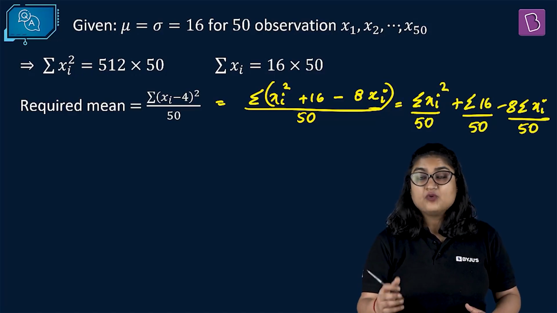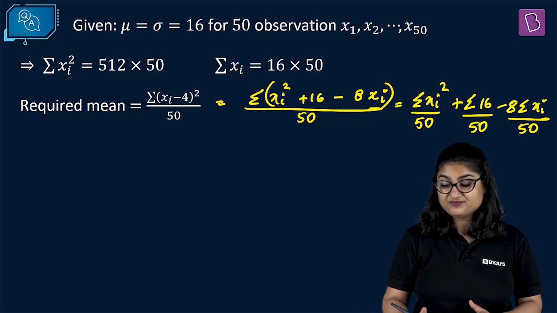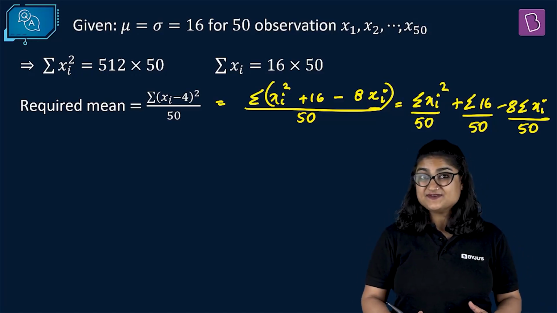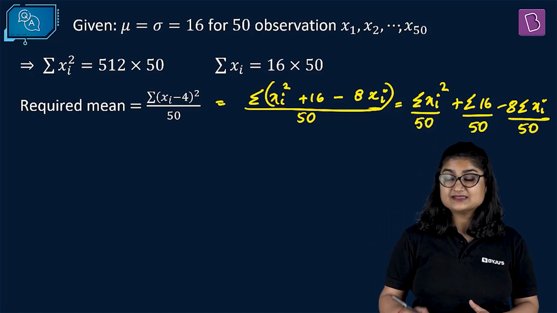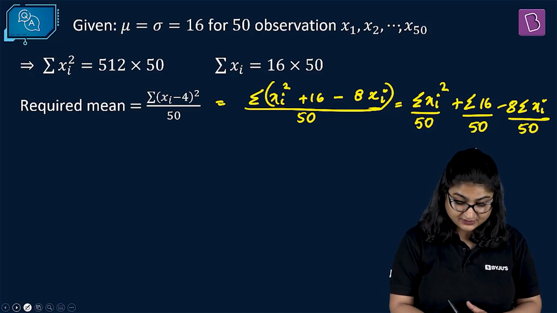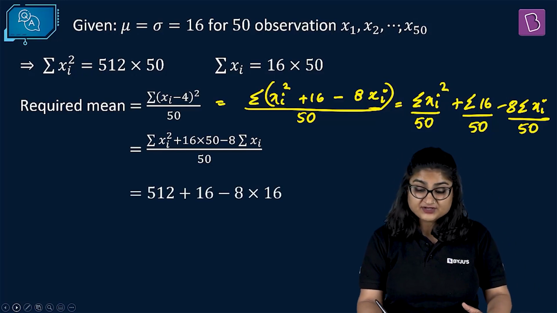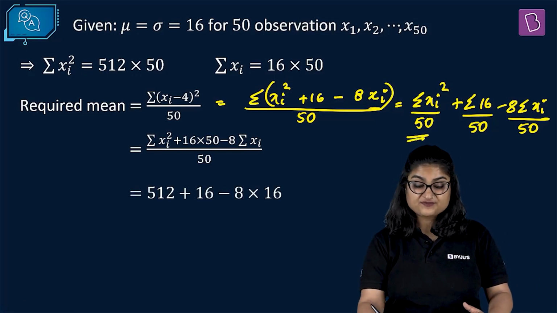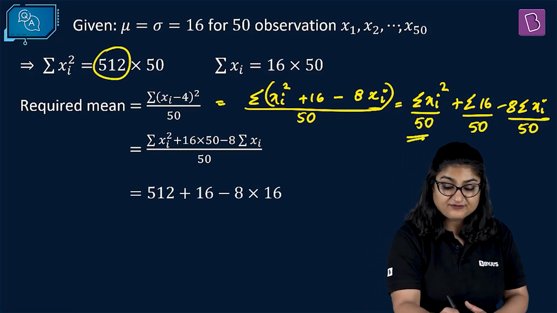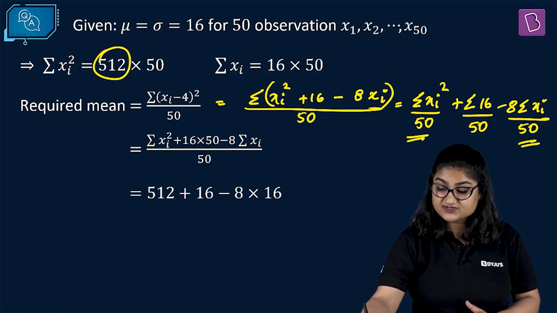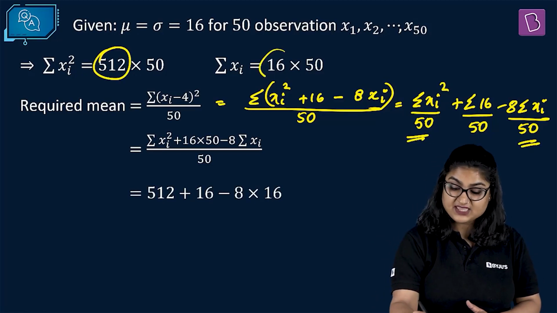What is summation of 16 divided by 50? The summation of 16 divided by 50 would be same as 16 multiplied by 50 divided by 50. Okay, so what we have got here is 512, because we already know summation of xi square divided by 50 is 512. We already know summation of xi divided by 50 is 16.